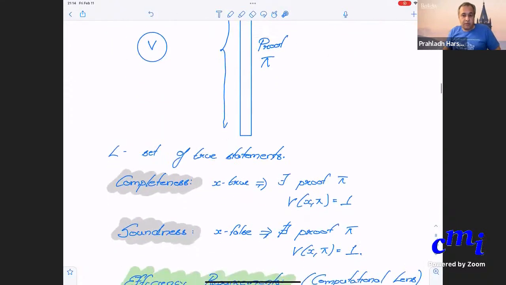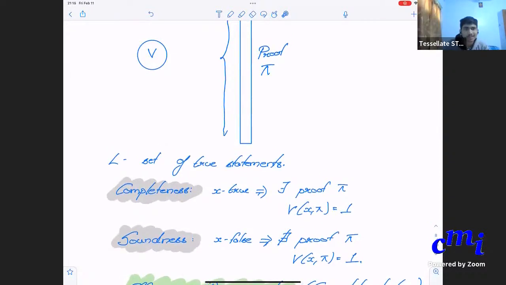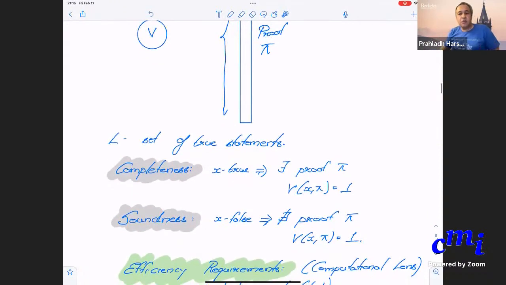And all of these softwares should have these two properties, what I will refer to as the completeness and soundness properties of this proof system. Is that fine? I've just generalized things. Now we'll take a more computer science perspective to it. We'll add some efficiency requirements to this proof system.